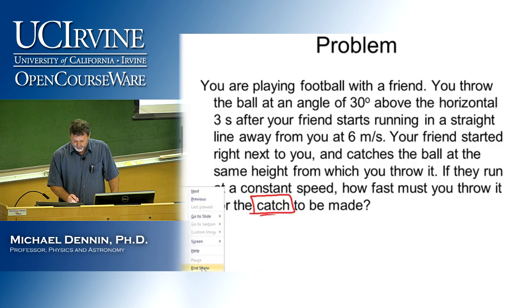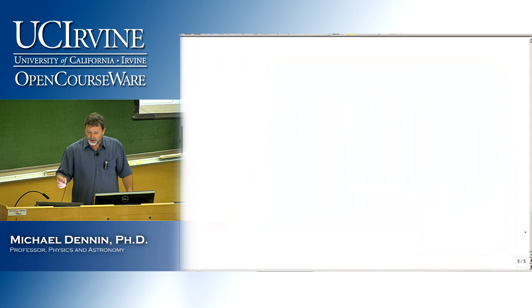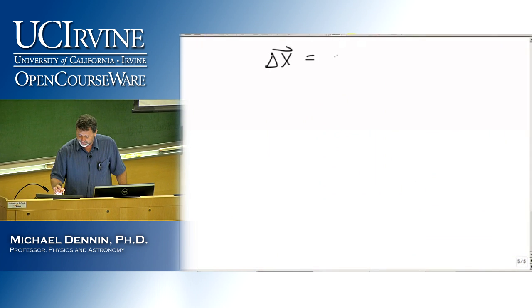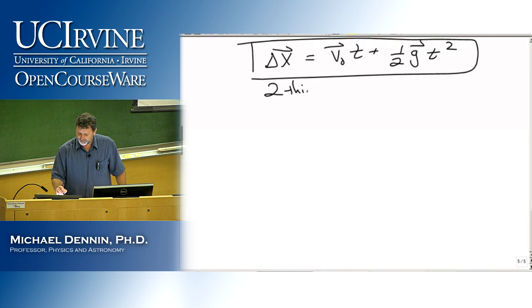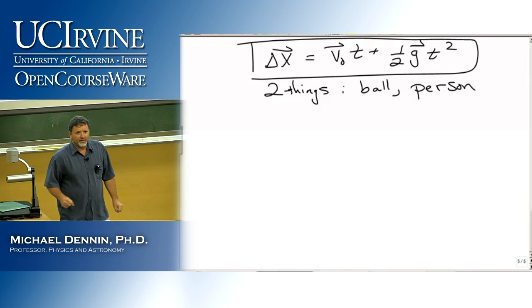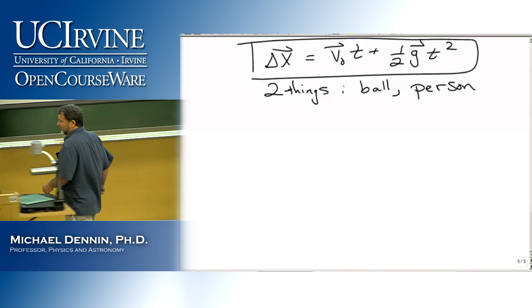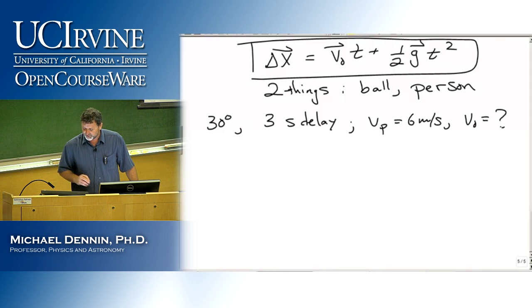Let's figure out and draw our situation. Before I draw it, assume, like we've been doing all along, that this is what we're going to use as our main equation, keeping in mind that we now have two things: we have the ball, and we have the person running. Draw for yourself a useful picture for this. I'll give you the key facts. You're throwing it at 30 degrees. There's a 3-second delay between when they run and you throw it. They are running at a constant speed of 6 meters per second, and you want to know how fast to throw it.